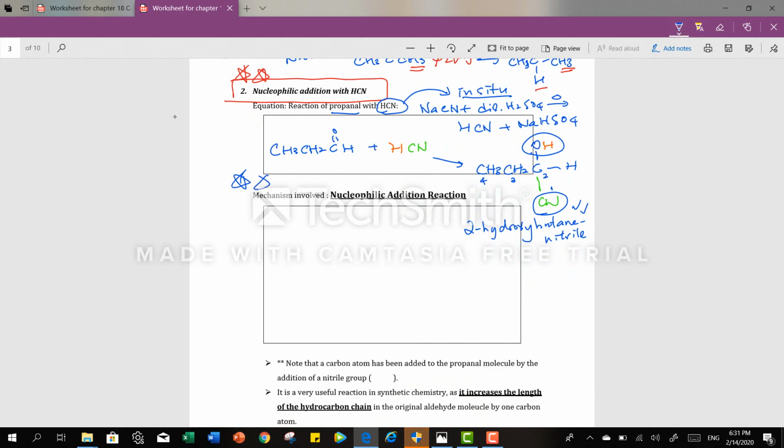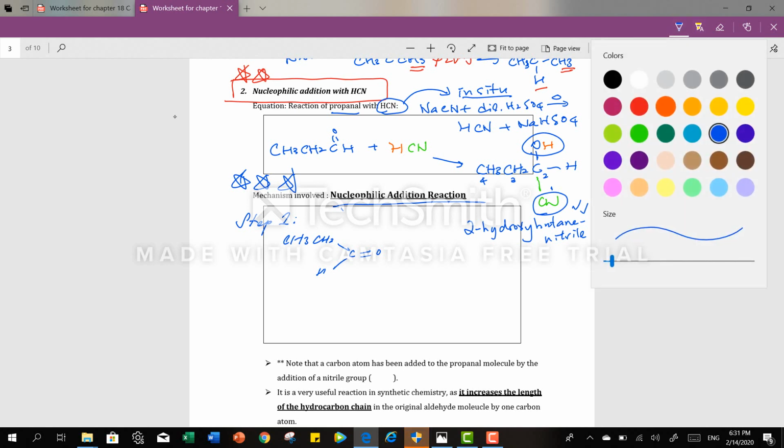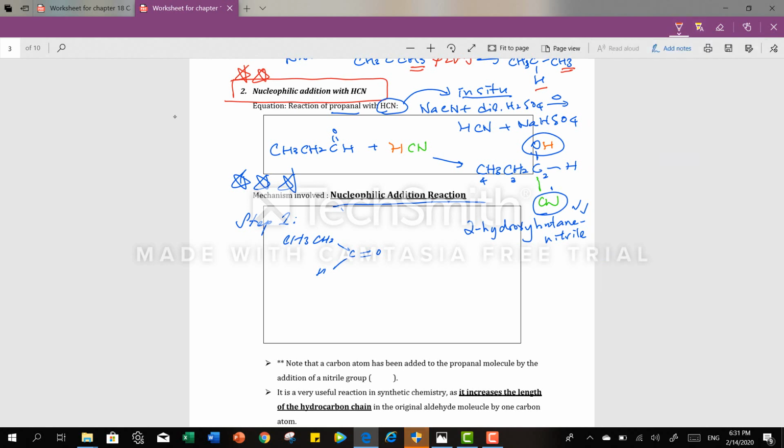This is very important, very important. It's called nucleophilic addition reaction. Now there are 2 steps. For step 1, I use this to show you. Okay, the methanol. Now since you know this bond, the CO bond is polar, positive, negative.